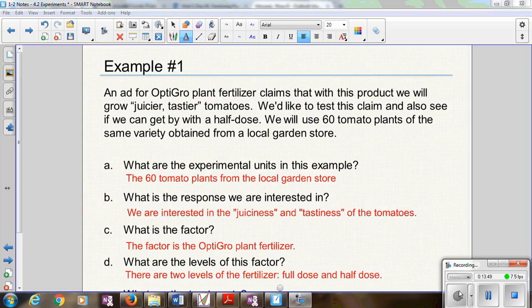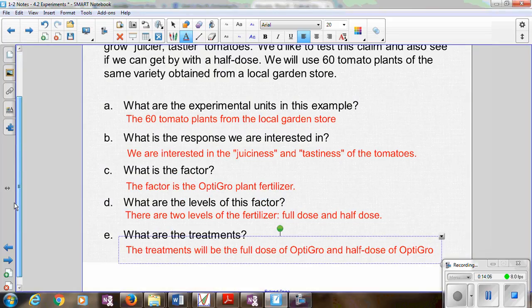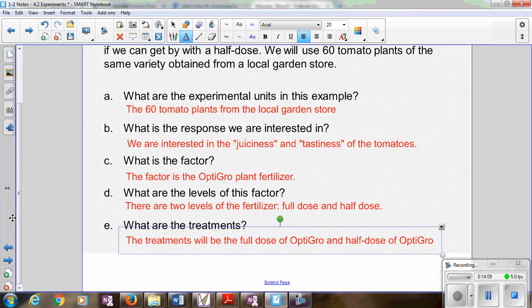Okay, so the answers in this case: the experimental units in this example are going to be just the 60 tomato plants from the local garden store. The response that we're interested in would be however we're going to measure the juiciness and the tastiness of the tomatoes, whether there's some sort of scientific test that we can use, or if it's simply just a matter of opinion and we have a survey of individuals who actually bite into the tomatoes and then measure the juiciness and tastiness that way. So it's not clear how that's going to be measured, but that would certainly be the response that we're interested in.